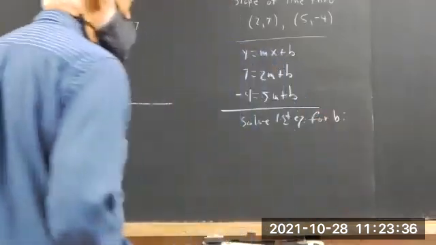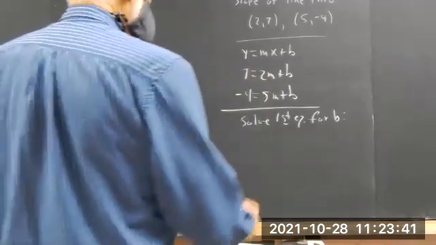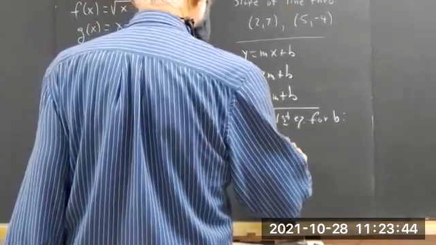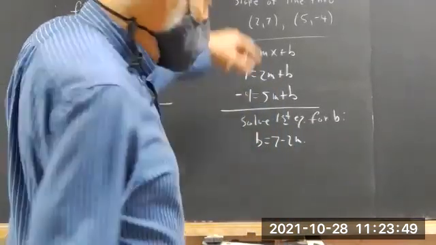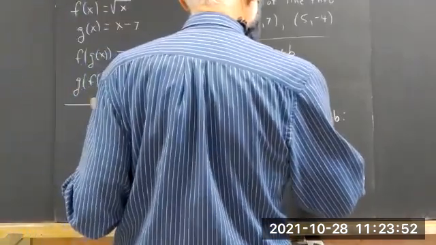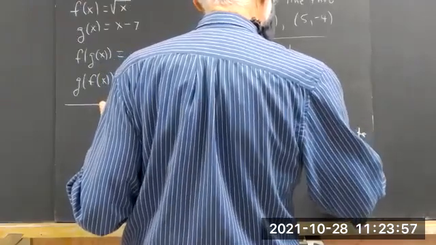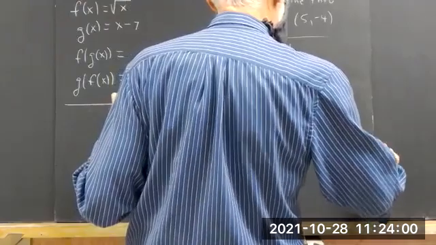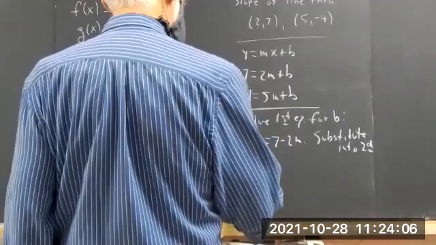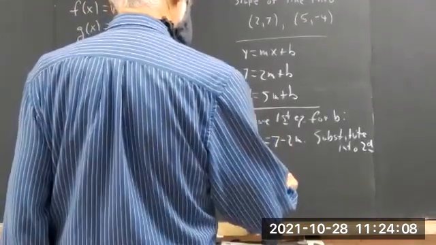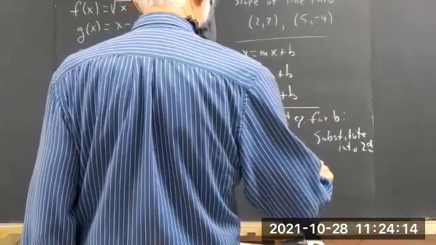So the first equation for b, all we have to do is subtract 2m from both sides, and we get b equals 7 minus 2m. Then we substitute that into the second equation. Then we get -4 equals 5m plus b. Of course, that's just 7 minus 2m.